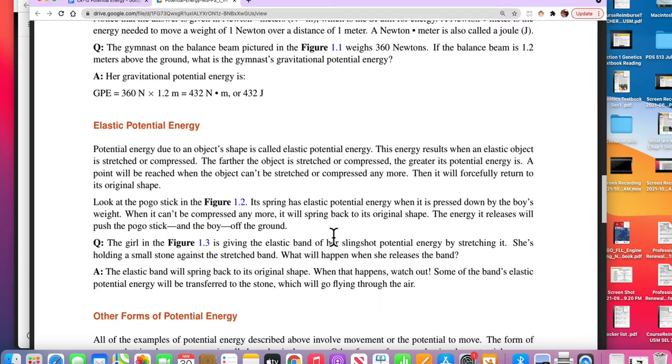Its spring with elastic potential energy is pressed down by the boy's weight.